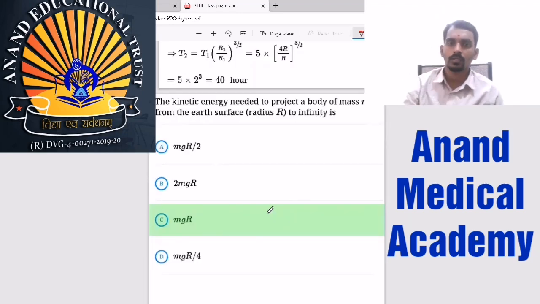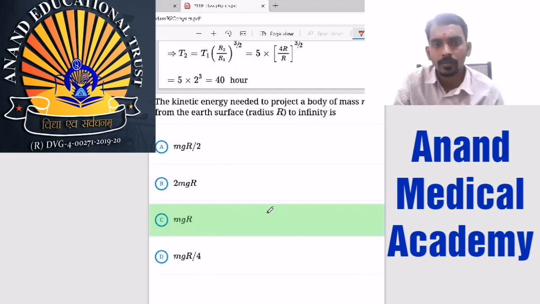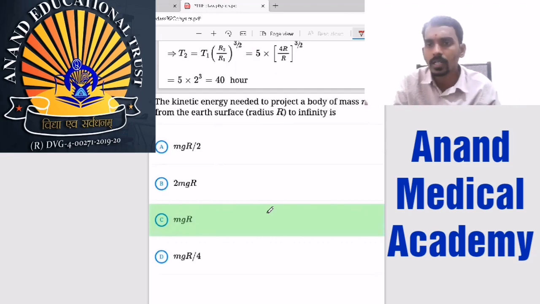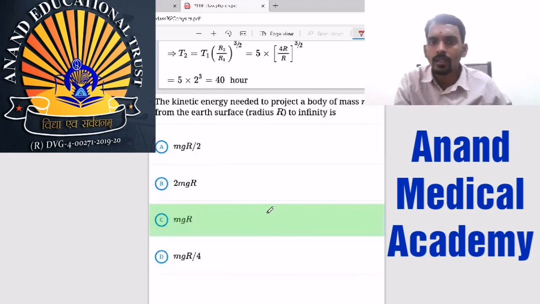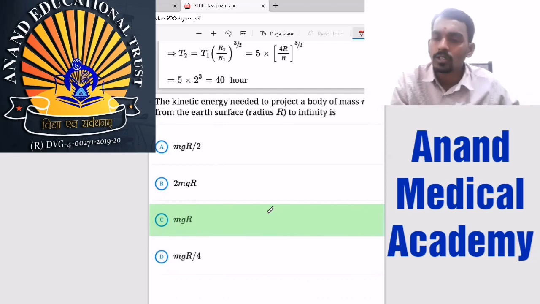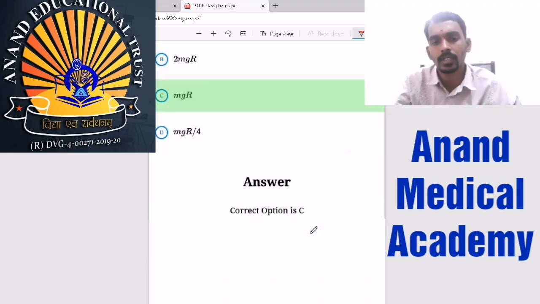Now, the total energy needed to project a body of mass m from the surface. From the surface, only potential energy will be there. So calculate how much potential energy there is. Potential energy is negative, so you add an equal amount of positive kinetic energy so that the total energy becomes zero, then it will escape from the surface. That will go to infinity.